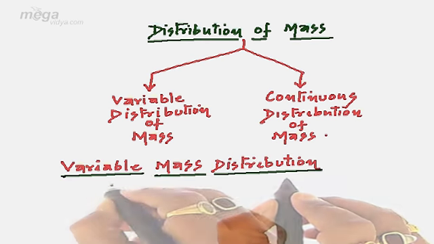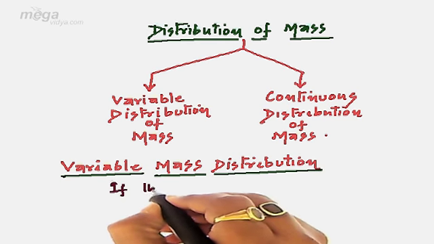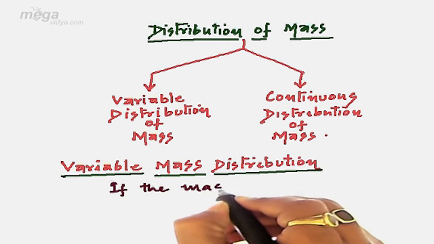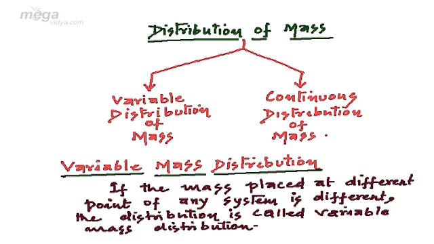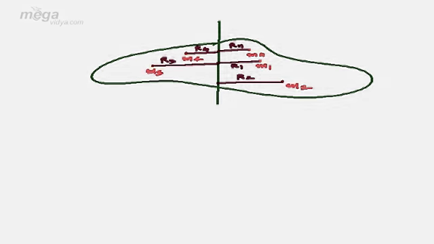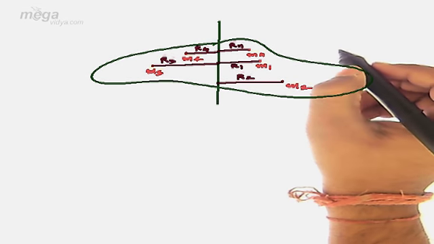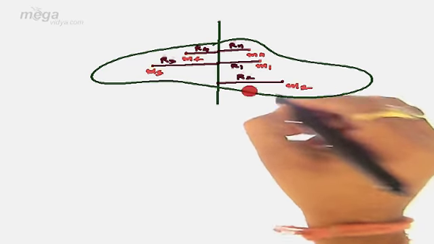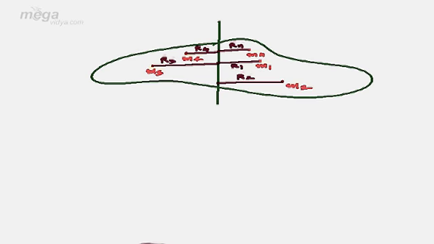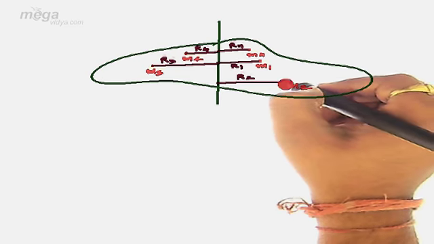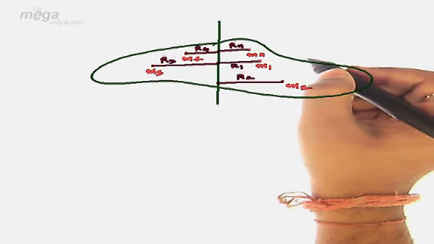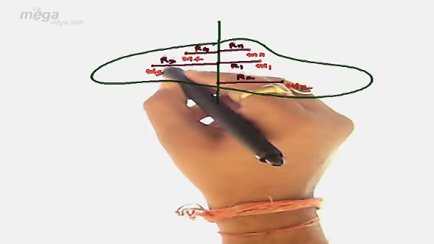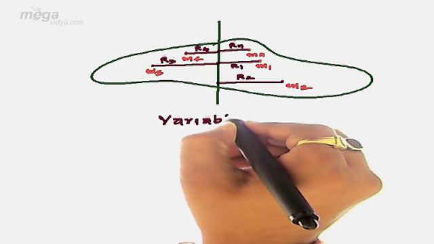We can say if the mass at different points of any system is different, then the distribution is called variable mass distribution. In order to explain my point, let us take an illustration. Let us consider a rigid body as seen in the figure, such that different masses m1, m2, m3, m4, mn, etc. are placed at distances r1, r2, r3, r4 and rn respectively. The system is called a variable mass system.